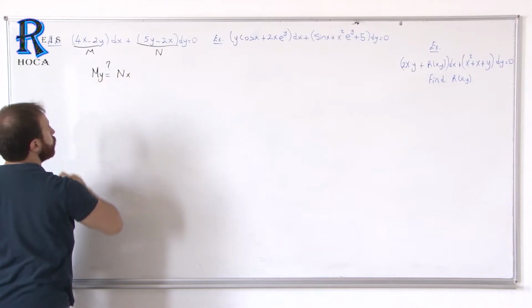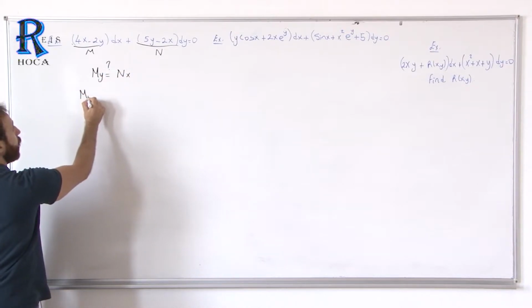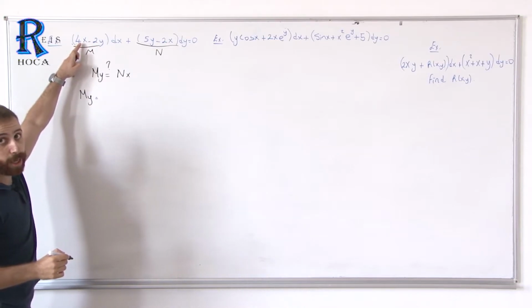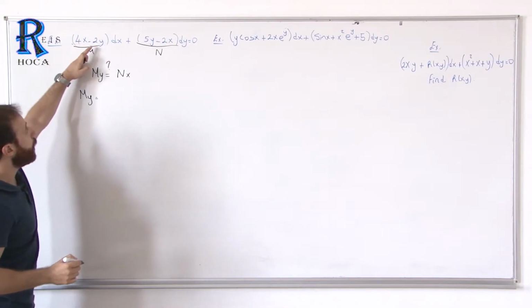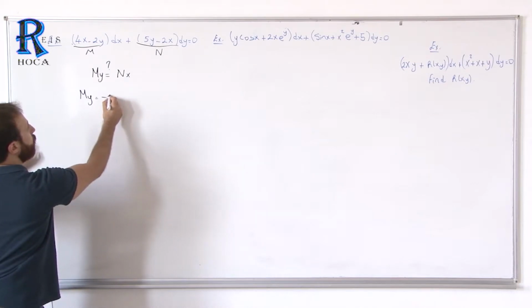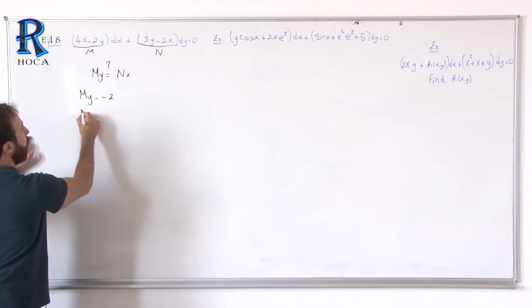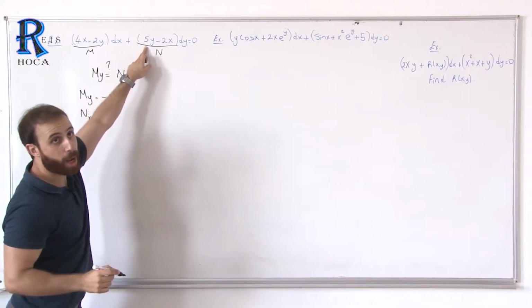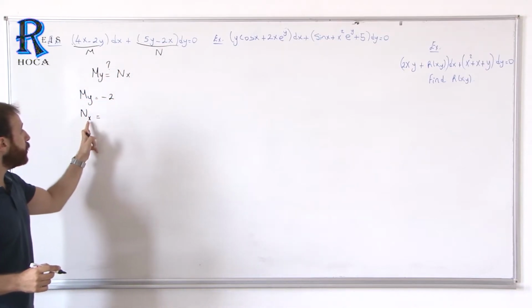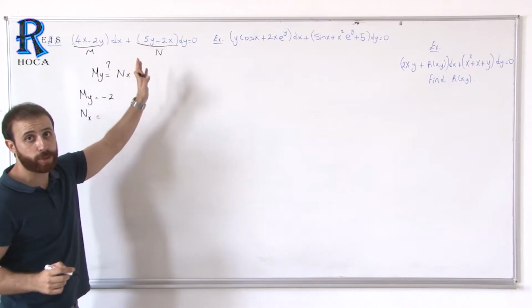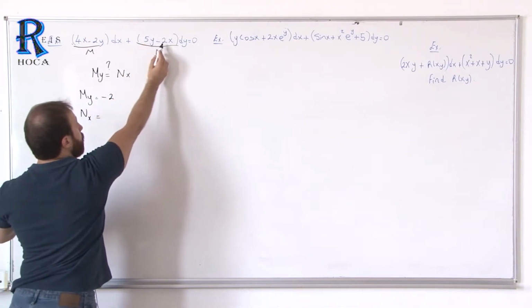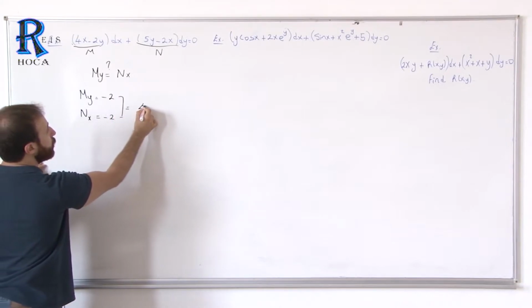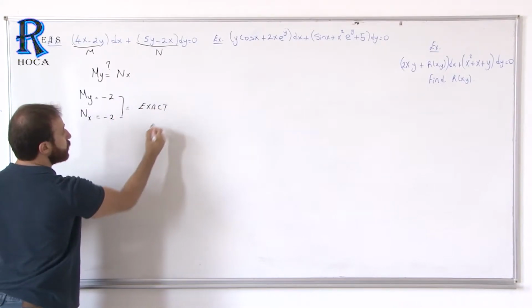We will check this condition. Derivative of M with respect to y. Here, for 4x, are there any y? No, it's 0. Minus 2y, derivative is minus 2. And with respect to x: 5y, are there any x? We are taking the derivative with respect to x. Are there any x? No, the derivative is 0. Minus 2x, its derivative is minus 2. They are equal to each other. That's why the equation is exact.